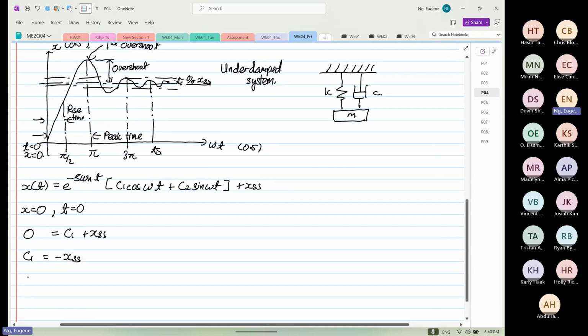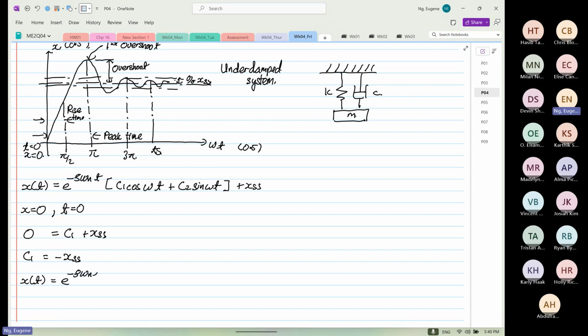So from here, you put the function again: e to the minus zeta omega n t. So this will be equal to minus xss cos omega t plus c2 sine omega t plus xss.